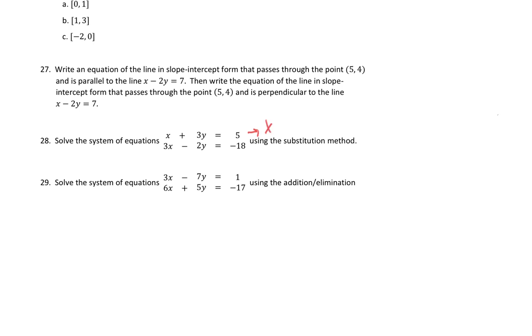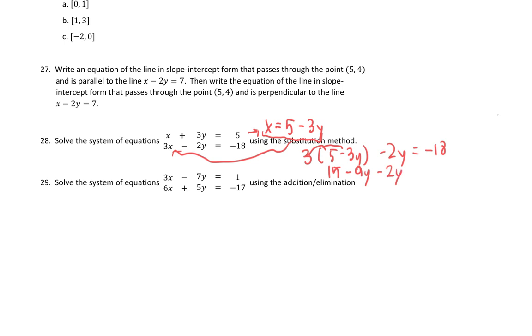Solving this for x, I'll just subtract 3y from both sides. Now I have an equation for x. What I do with that is plug it into my other equation. So this x equals, it's going to go into here. So we're going to have 3 times (5 minus 3y) minus 2y equals -18. I can distribute my 3. 15 minus 9y minus 2y is going to equal -18.